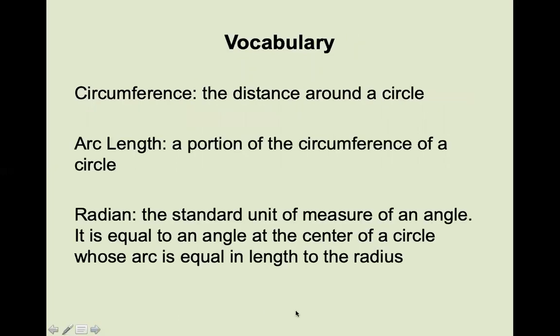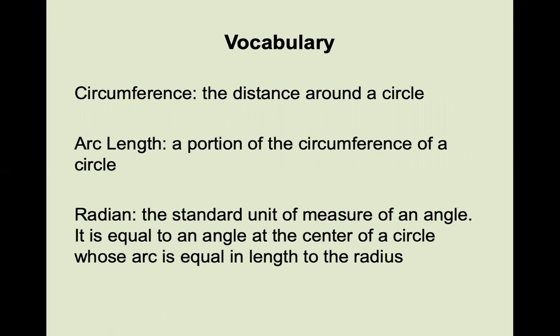We have some vocabulary for this chapter. Circumference, hopefully most of you know that already. It's the distance around a circle. Arc length, as opposed to the degree measure of an arc. Arc length is part of the circumference, right? It's a portion of the circumference.